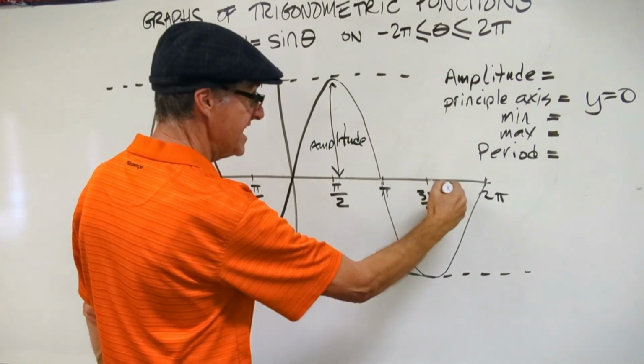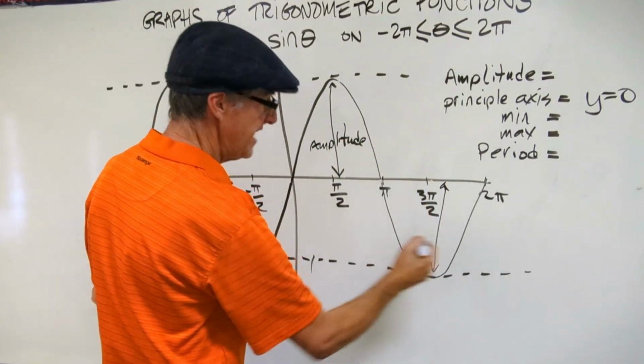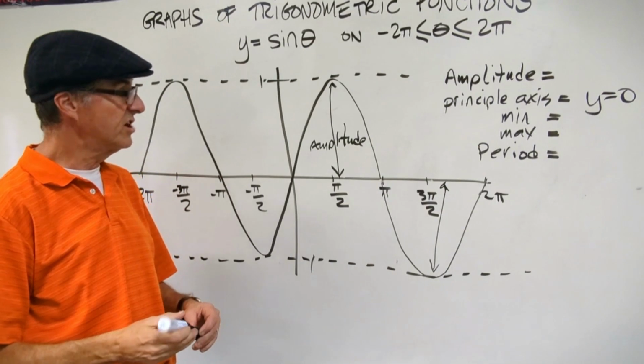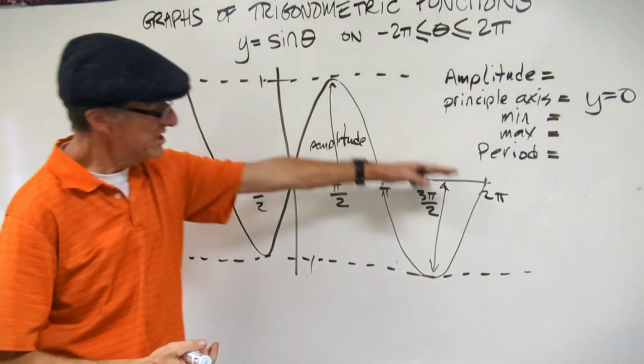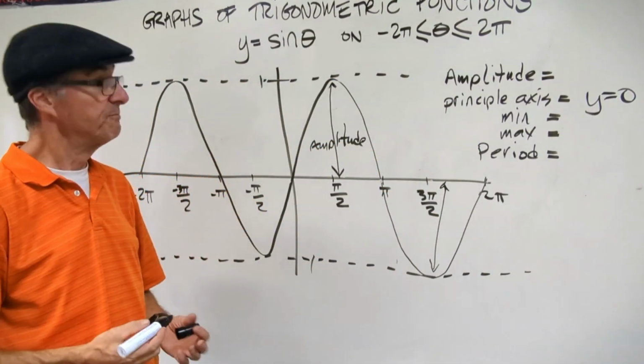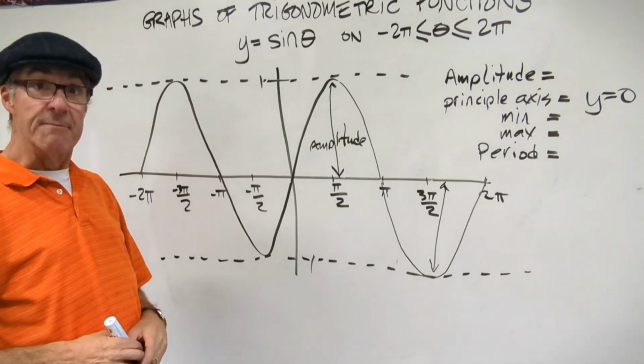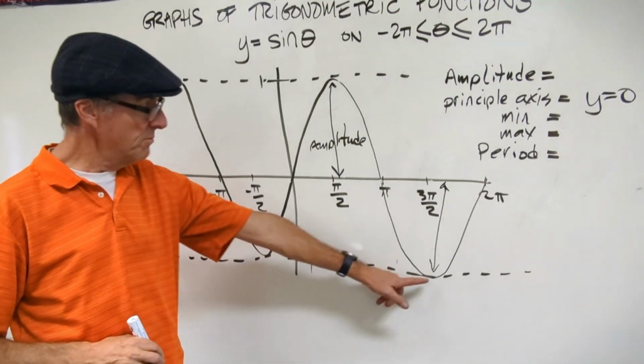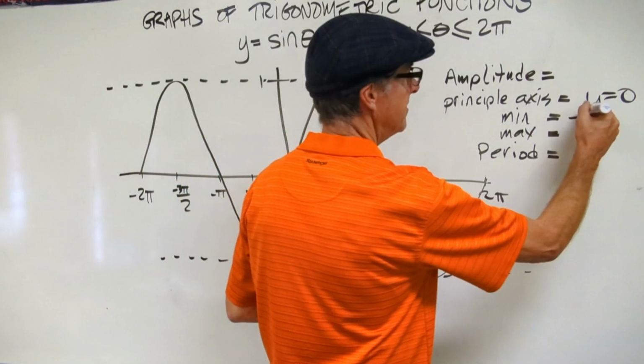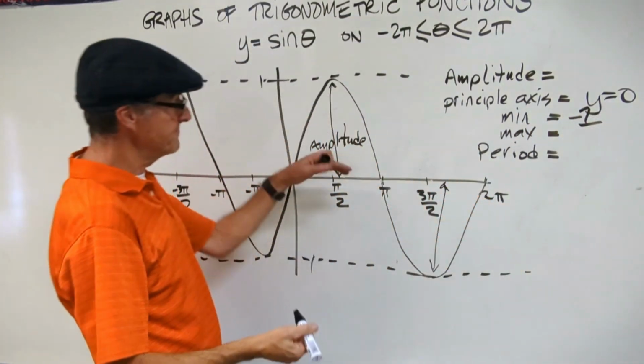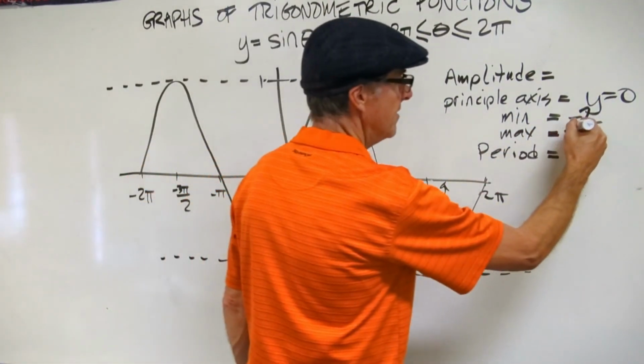Right there. And it's the same as this distance here. That would be the same. Okay? So you can have amplitude measured either way. It's positive. Okay. What is the minimum of this function? That would be the minus 1, and the maximum, by the same token, is positive 1.